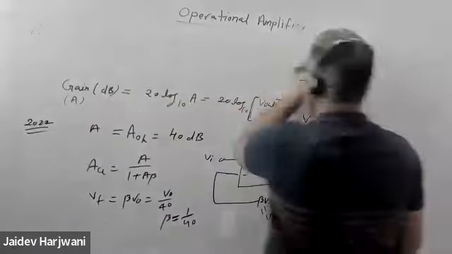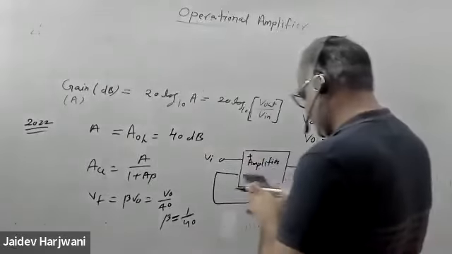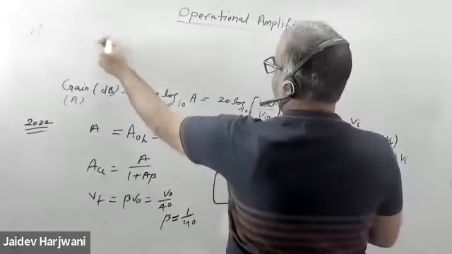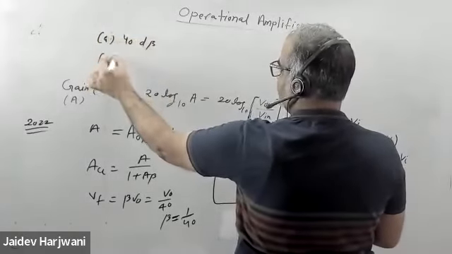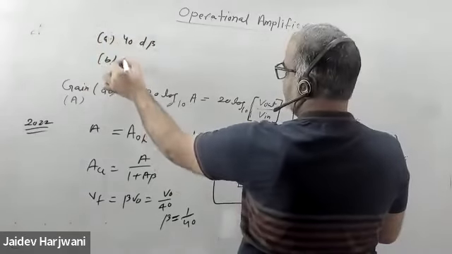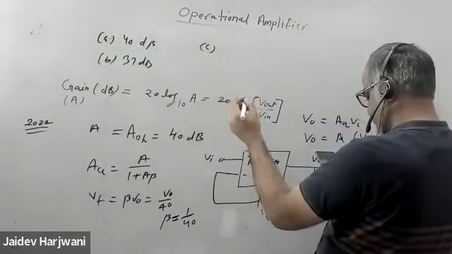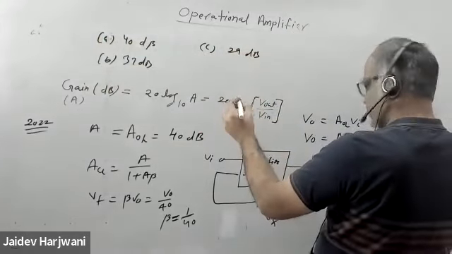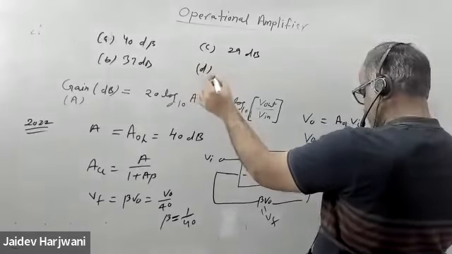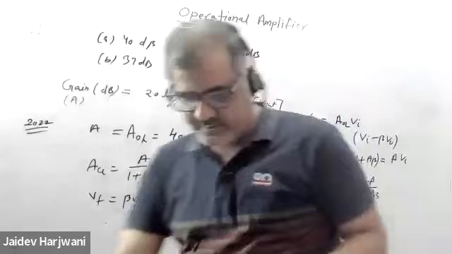Now in the question they have given the options. Option A is 40 dB. What is the new gain? B is 37 dB, C is 29 dB, and D is 20 dB. So you need to find out the new gain.